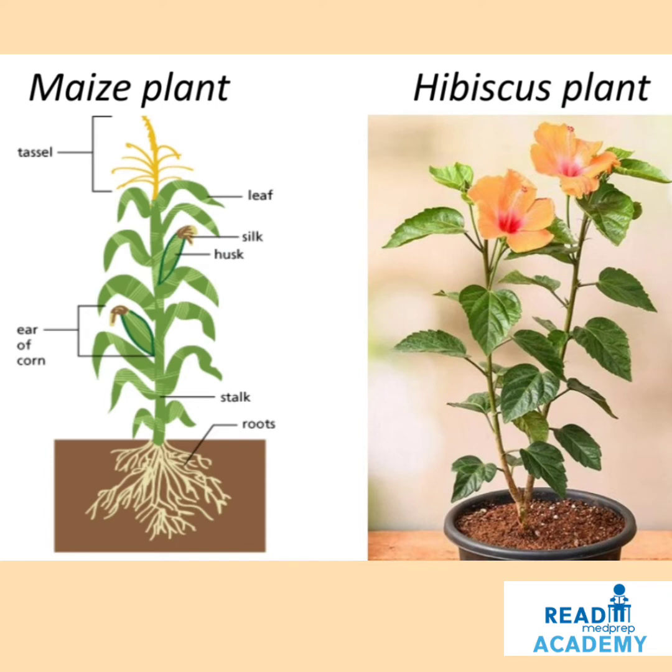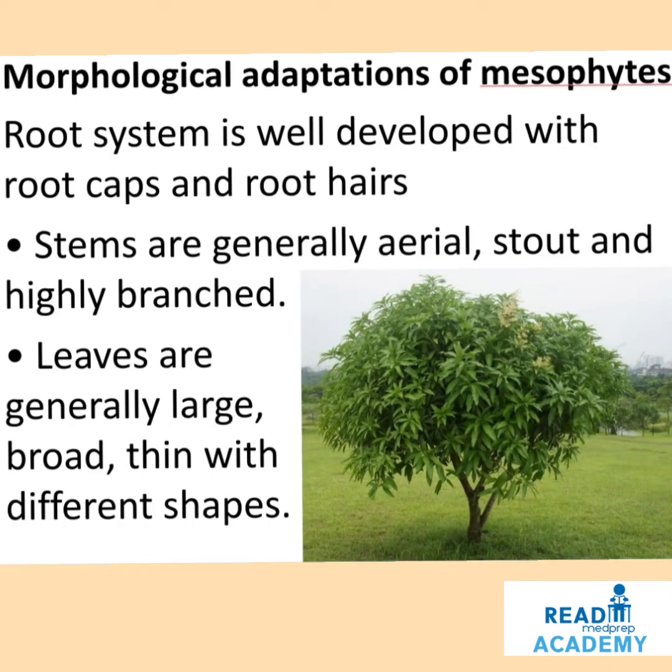On the right side you can see the hibiscus plant which has the stem and the leaves and the flower, and has a taproot system. Now, what are the morphological adaptations of mesophytes? Root system is well developed with root caps and root hairs. Stems are generally aerial, stout and highly branched. Leaves are generally large, broad, thin with different shapes.